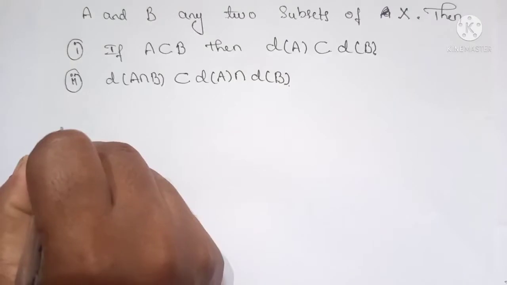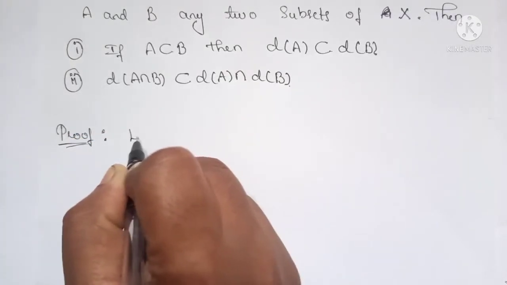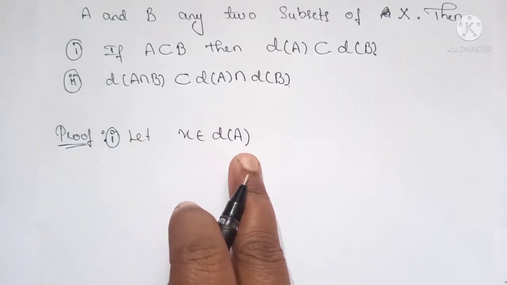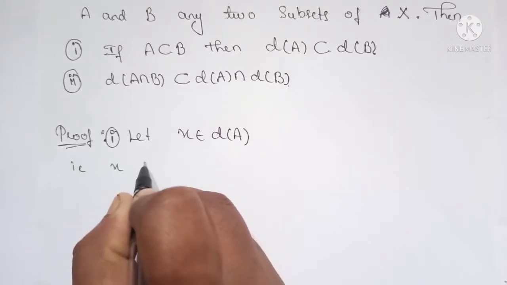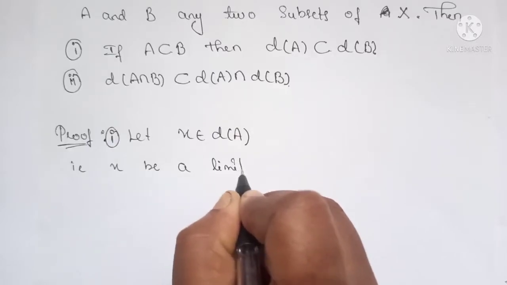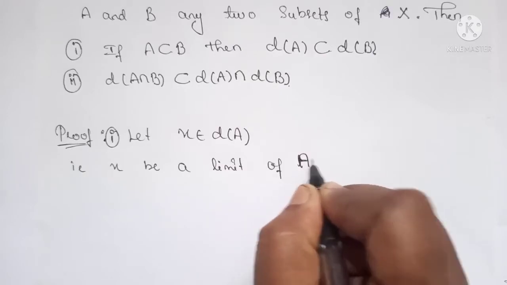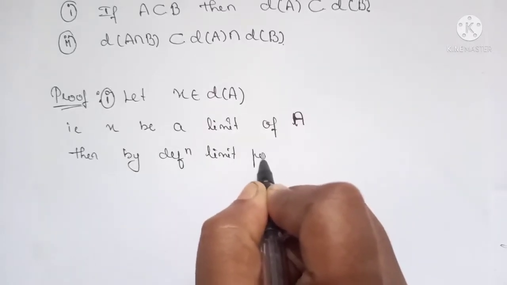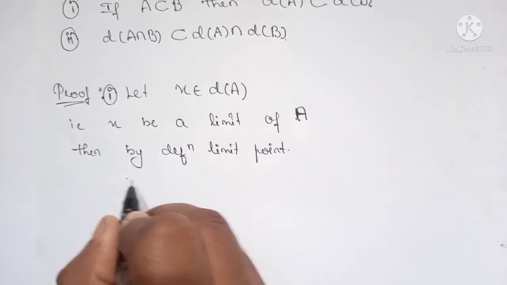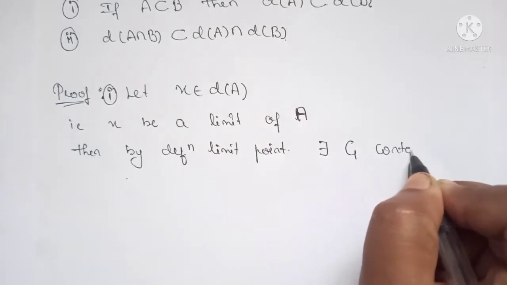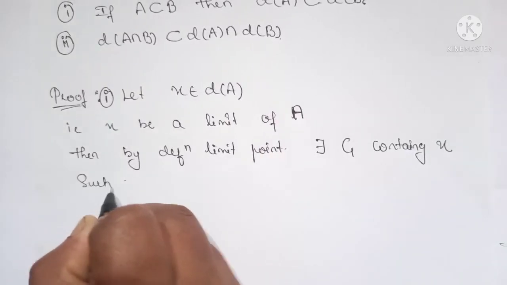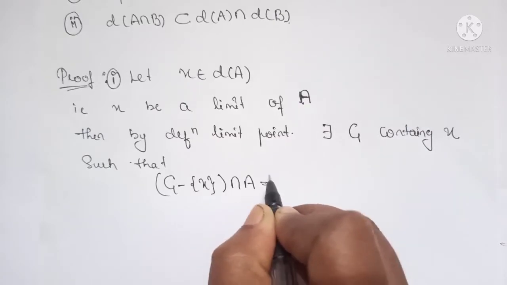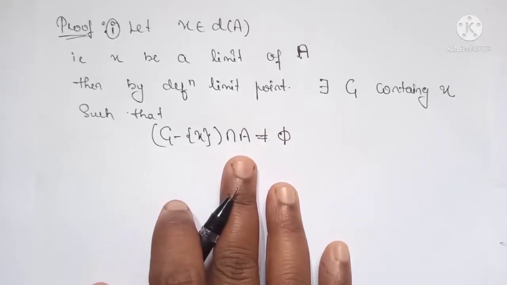Okay, proof. So we prove the first one. Let x belong to the derived set of A, that is, x is a limit point of A. Then by the definition of limit point, there exists an open set G containing x such that (G minus x) intersection A is not equal to the null set. So this is by the definition of limit point.